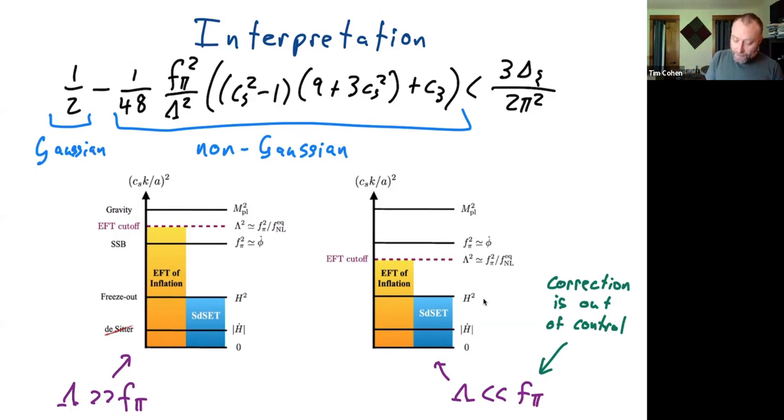We're finding that if we take this scale below the scale of slow roll, the pion decay constant, then we're no longer able to capture these corrections systematically in perturbation theory. Essentially, we expect that there's a tower of these corrections, which are getting larger and larger, right? Just because they're proportional to f pi squared over lambda squared.